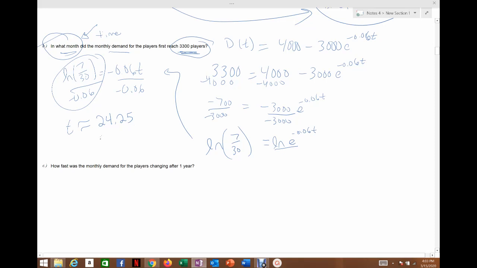24.25. And remember, always include units. Our time is in months, so in 24 1/4 months, the demand will reach 3,300.